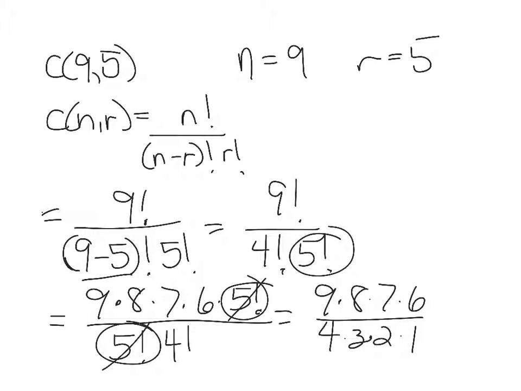Okay, so I'm just going to plug this into my calculator. I'm going to do this in parentheses, and then divided by this in parentheses. So I'm going to put parentheses 9 times 8 times 7 times 6, divided by, start a new parentheses, 4 times 3 times 2. I don't need to worry about the times 1 because anything times 1 is just itself. And that is 126.